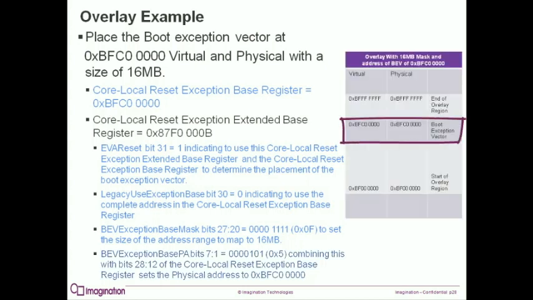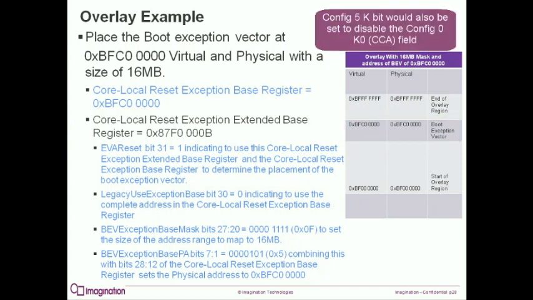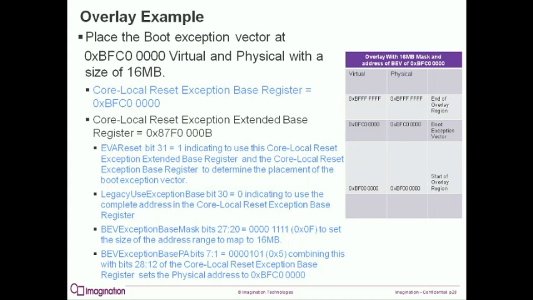Here is the map again showing the overlay region in relationship to the boot exception vector. The K bit in the CP0 Config5 register would also be set, which disables the K0 field in the CP0 Config0 register, so it will no longer control the cache attributes of the CFG3 region.